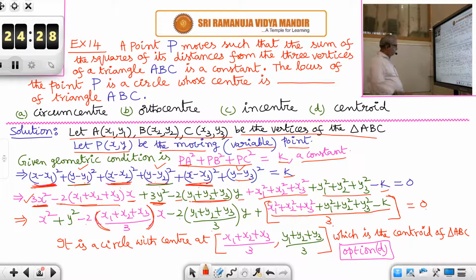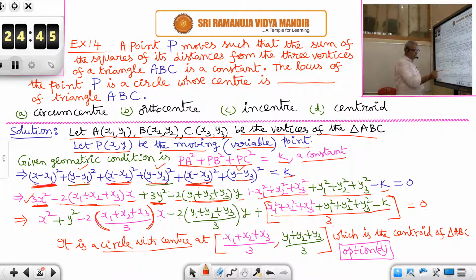So it is in the form x square plus y square plus something into x plus something into y plus some constant is equal to 0. So what is this? It is clearly a circle. What is the center? What should you do for finding the center?